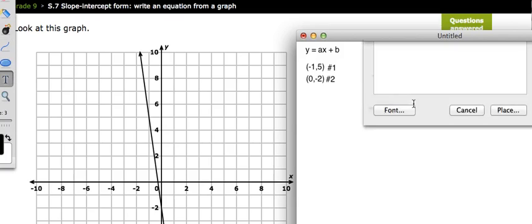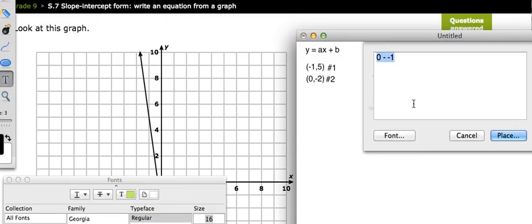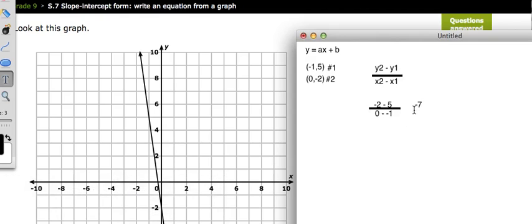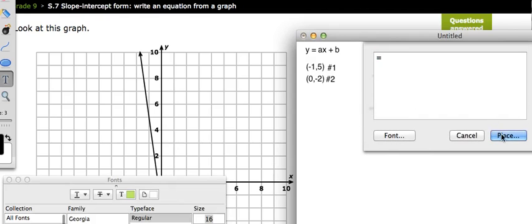And now you're just doing some calculations here, some arithmetic. -2 minus 5, make sure you know your rules for adding, subtracting negatives. -2 minus 5 is -7. Up here. Actually, let me put a little equal sign in there so you know what I'm doing.